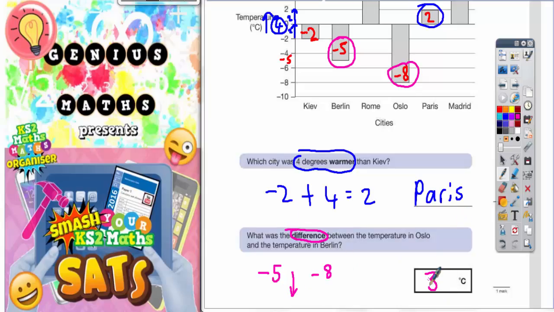So your final answer is 3 degrees, because all you're doing is you're going from -5, which is here, this would be -6, 1 degree, the second degree would take you to there, -7, and the third degree would take you to -8. So you're just saying how many degrees it takes you to get from -5 to -8. Answer, 3 degrees.